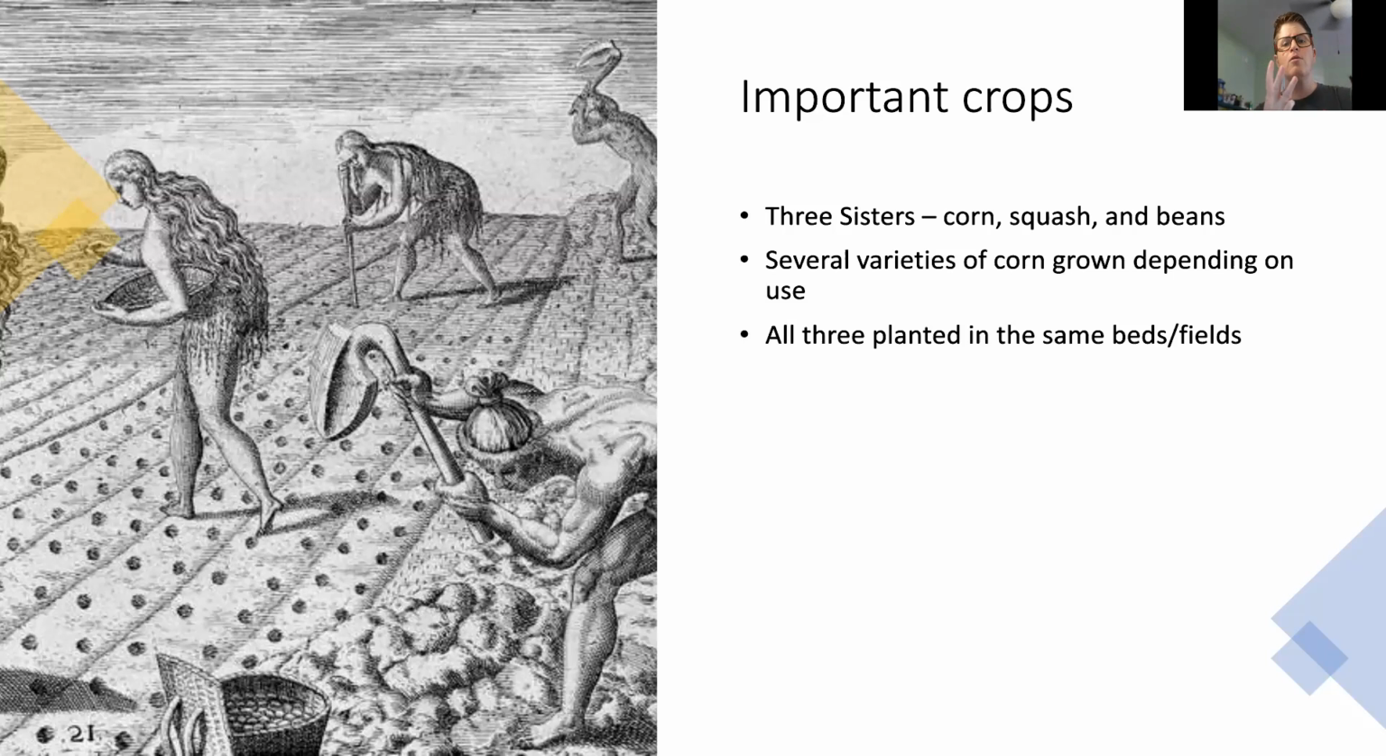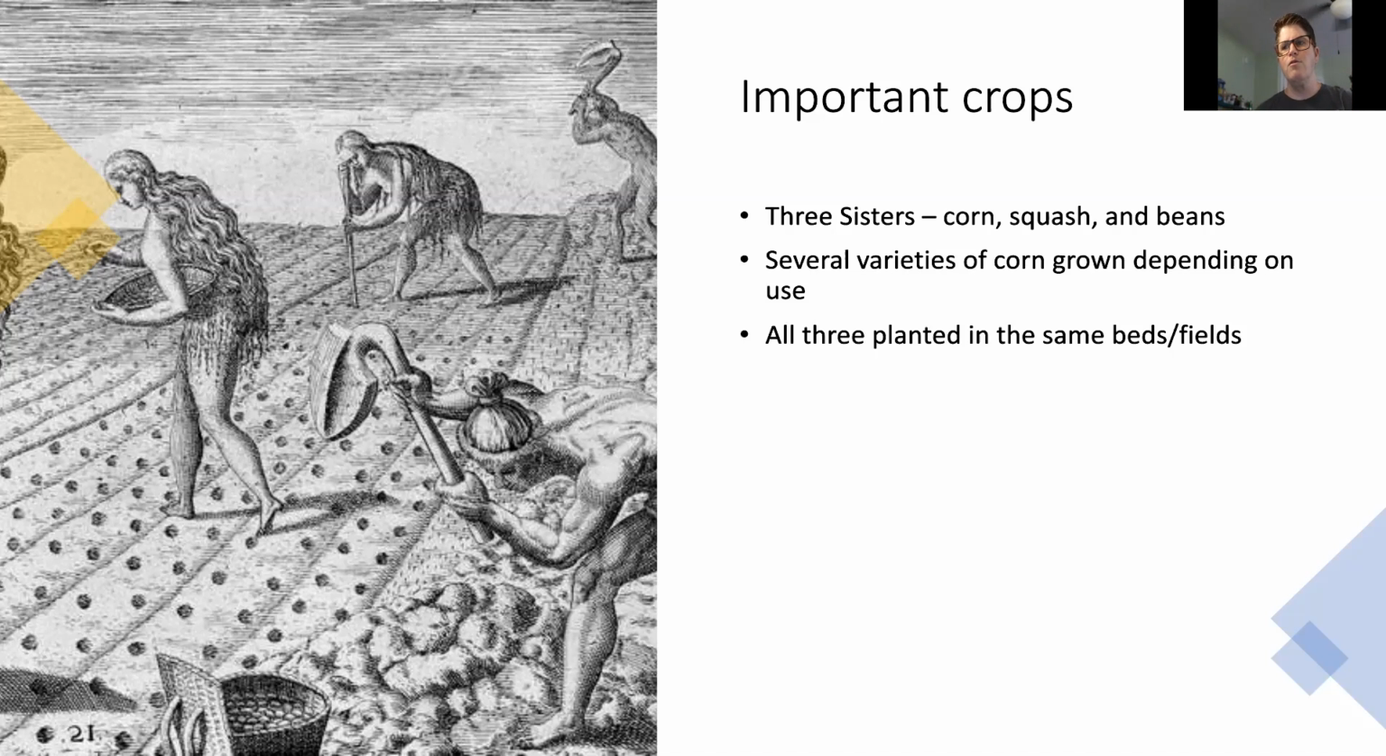But the three most important crops that you'll find across most peoples in the Southeast are the three sisters: corn, squash, and beans. And there would have been several varieties of corn grown, and they're all planted in the same bed/field. So if you've ever grown beans, they need something to climb. Well, that's what the corn stalk did. You have your corn stalk, and the beans would grow up that, and then you would have the squash kind of make a ground cover.